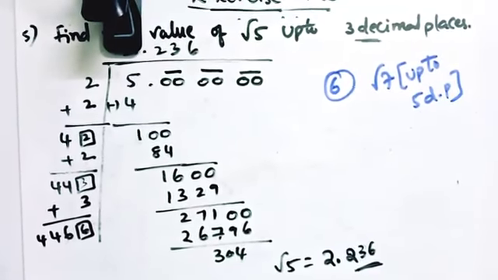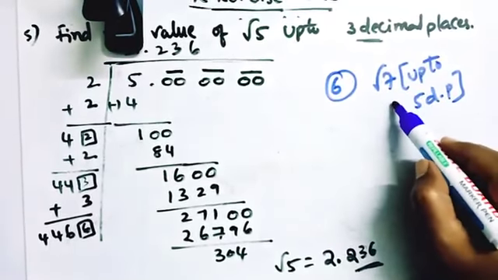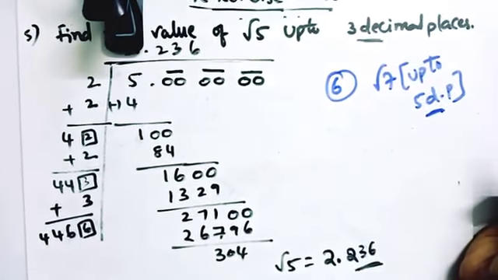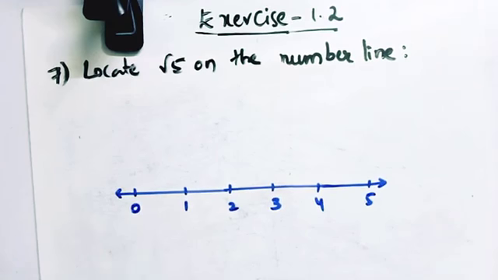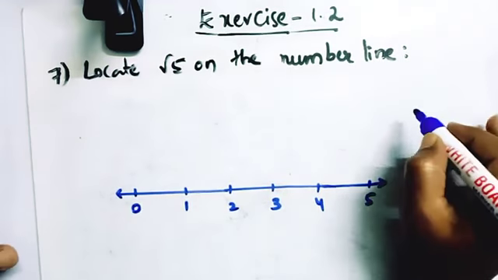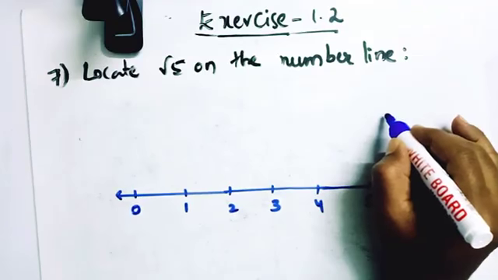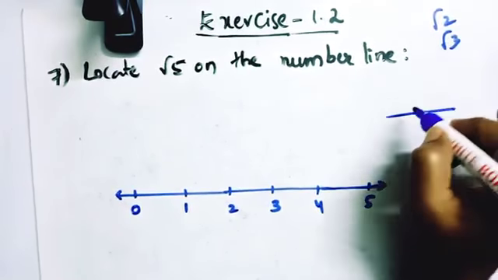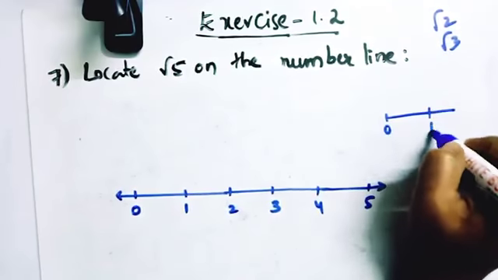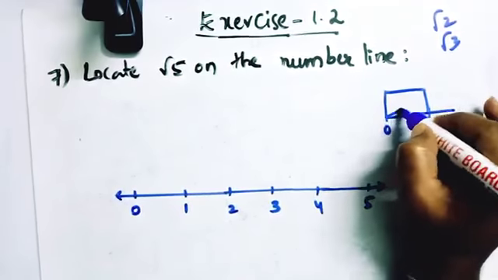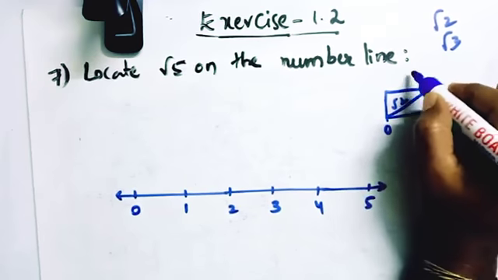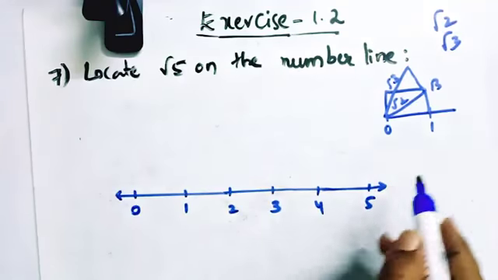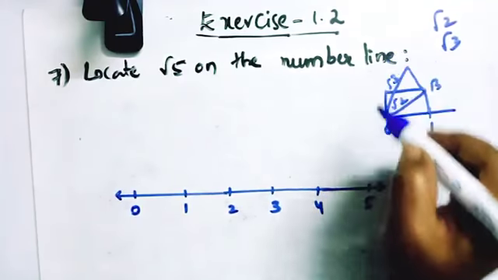Next question, find the root 7 value up to 5 decimal places. You can try yourself. Now we are locating root 5 on the number line. Before that I explained root 3 and root 2. How we did, we take this square number and we take this OB as root 2. Again you can draw the perpendicular line, again you will get root 3, like that. So it will take a lengthy process to get root 5.